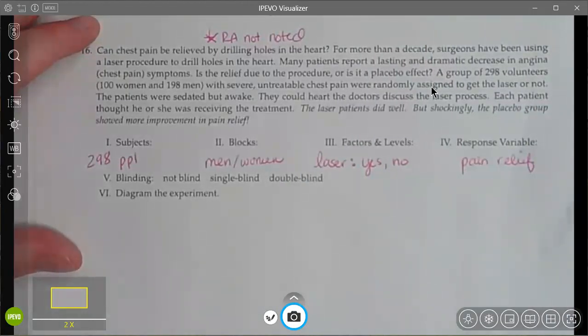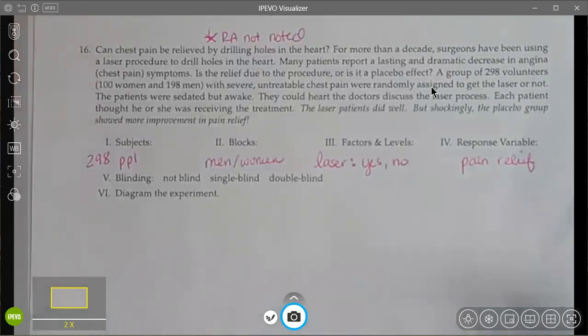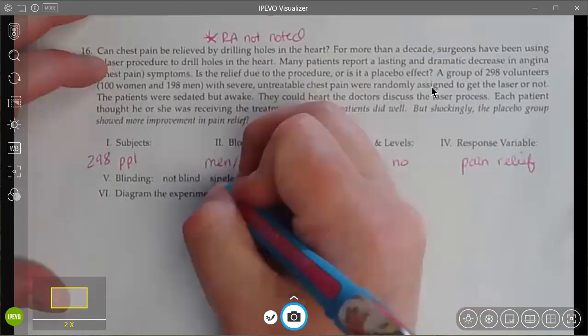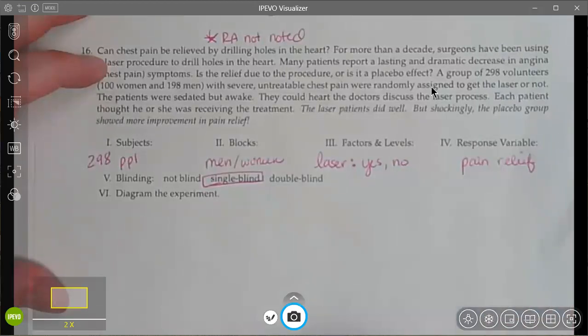And then is the experiment blind? So this experiment is definitely single blind since we have a placebo process here. It's potentially double blind, although I would be highly suspicious of that, just because the doctors do know who they actually use the real laser on and who they were just talking about using the laser. So I will call this one single blind. And then let's go ahead and diagram this.